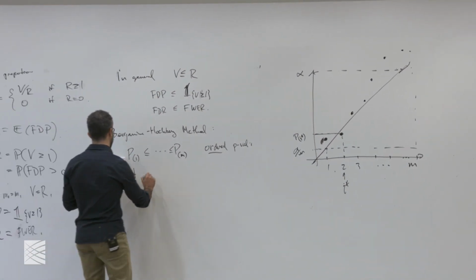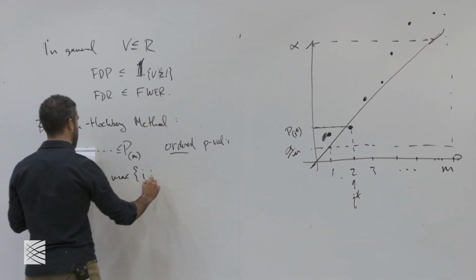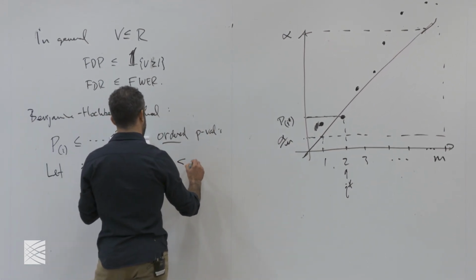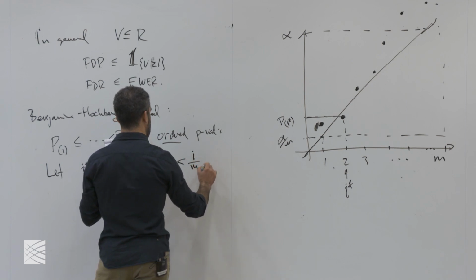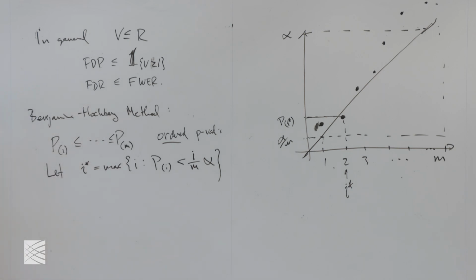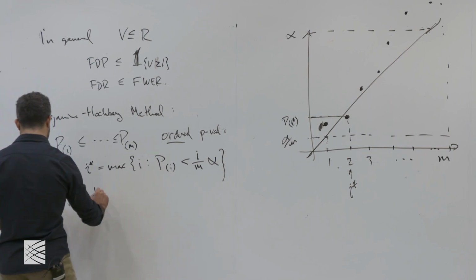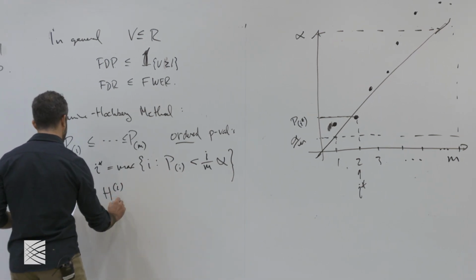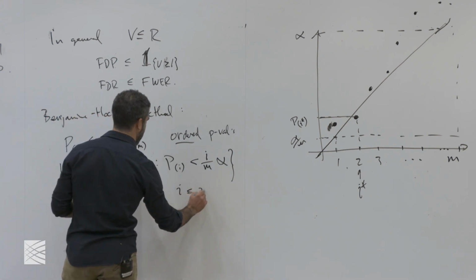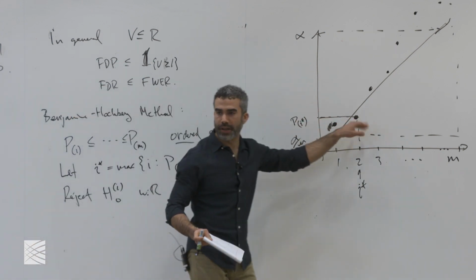Okay, so let me write it down over here now. So you let I star be the max, the largest index, the last time going forward, that the ordered p-value is less than I over m times alpha. And then you simply reject the ordered null hypothesis I. I've reordered the hypotheses along with the p-values now, okay? I reject all of them up to that point, whether or not those are below or above the line.